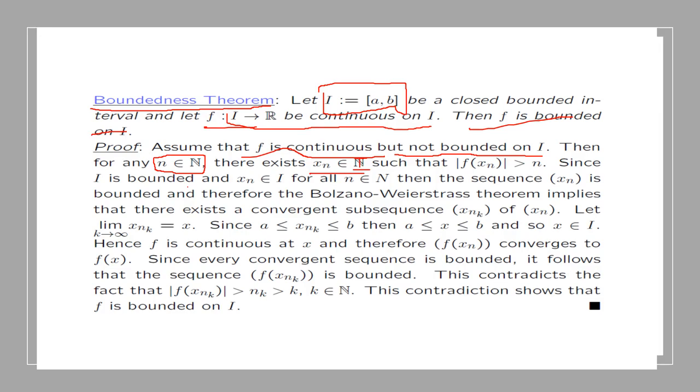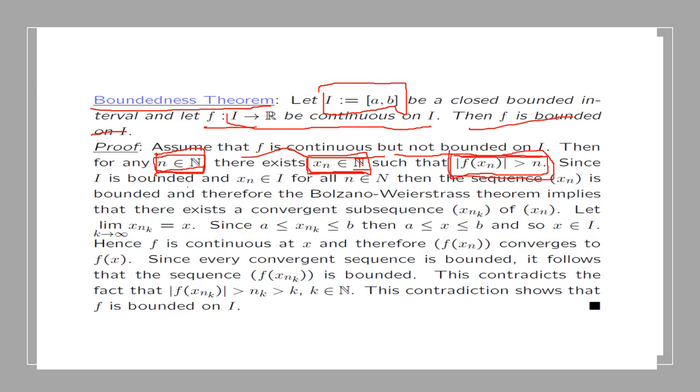What I was saying is that if f is not bounded on I, then for every natural number n that I pick, there will be an element xn in I corresponding to this natural number, such that the magnitude of f of xn is bigger than n. And this will be true for every natural number n that you pick: you'll get a corresponding element xn in I such that the magnitude of f of xn is bigger than n.